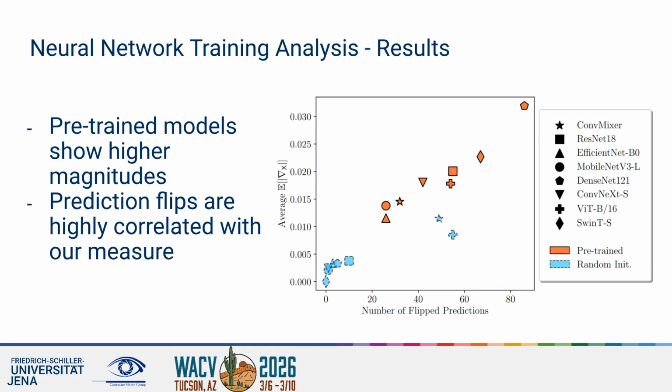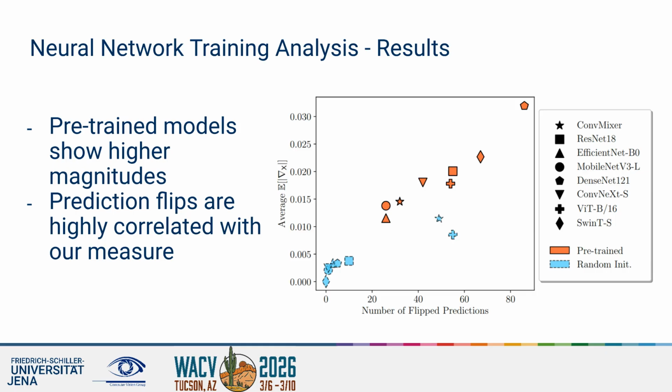Specifically, we analyze various backbone architectures for a CelebA task to classify age. As a property here, we select the hair color, as hair color is a strong predictive feature for age. We find two key insights. First, pre-trained models in our analysis show higher magnitudes for the property gradients. So pre-trained models seem to learn properties more strongly during the training here.